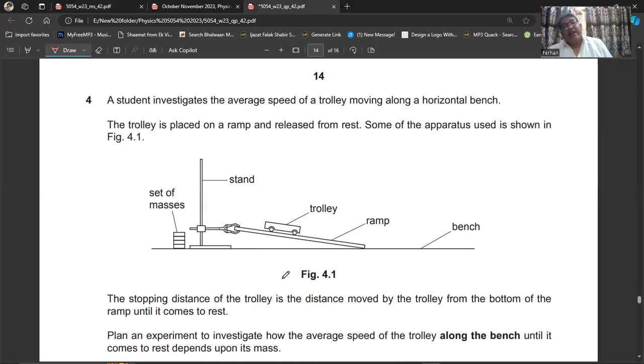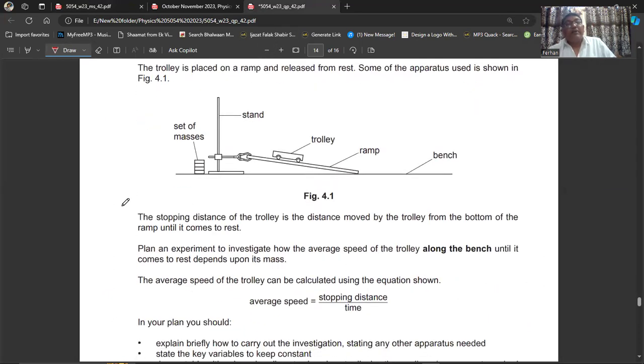So basically we have a stand here. Here we have a clamp. It's holding a ramp. So the ramp is inclined. So here you release the trolley. The trolley comes here. So from the bottom of the ramp, it moves and it stops somewhere here. The stopping distance of the trolley is the distance moved by the trolley from the bottom of the ramp until it comes to rest.